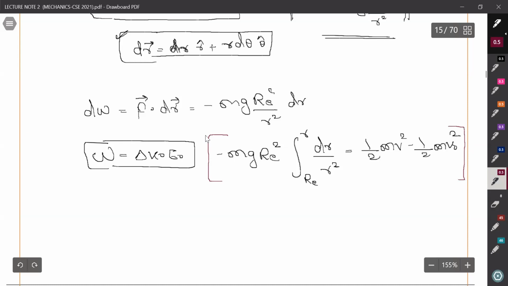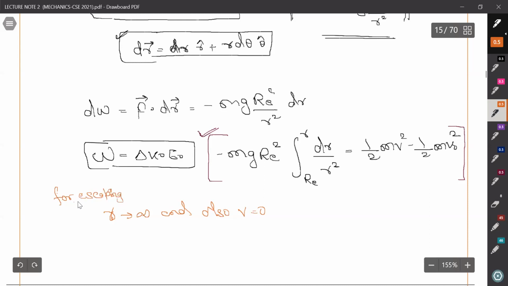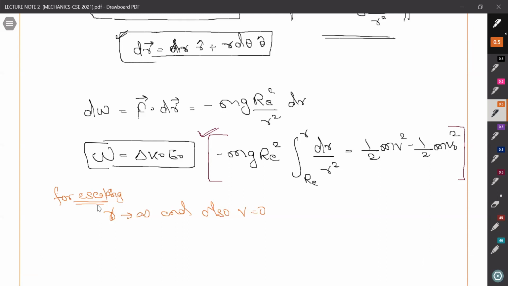We are simply writing this equation for two positions. So if we need to escape, what will be r? r will be infinity, and also v equals 0 for escaping. We know that earth has a huge radius and its gravitational field is also huge, and we also know that the force 1 upon r square tends to become negligible, or we can say tends to 0 when r is infinity.